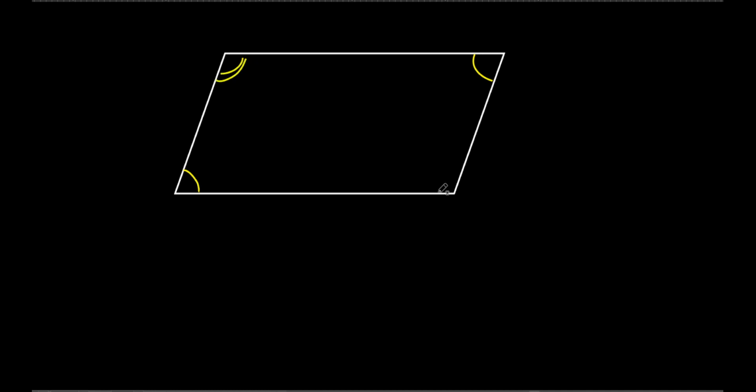Equal. So if that's all the information I know, and I don't know anything about the sides, I just know this information right there, can I now say that this is a parallelogram? Absolutely. So if the opposite angles are equal to each other, then what is it? It's a parallelogram. Getting the idea?